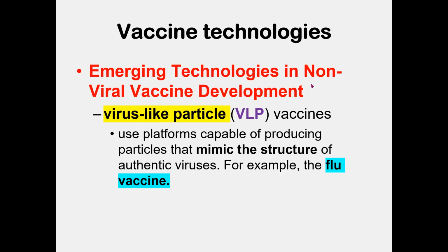So it's an emerging technology in non-viral vaccine development. So we have virus-like particles, the VLPs, and this is where they use a platform, they call a platform. And if you remember, the University of Queensland had a problem with the platform. I'll come to that in a minute. And they produce particles that mimic the structure of the original virus, like the flu virus. So that's what we get. We get the flu virus.